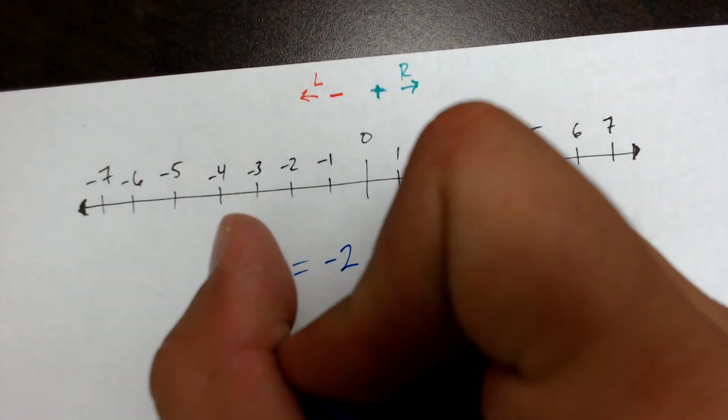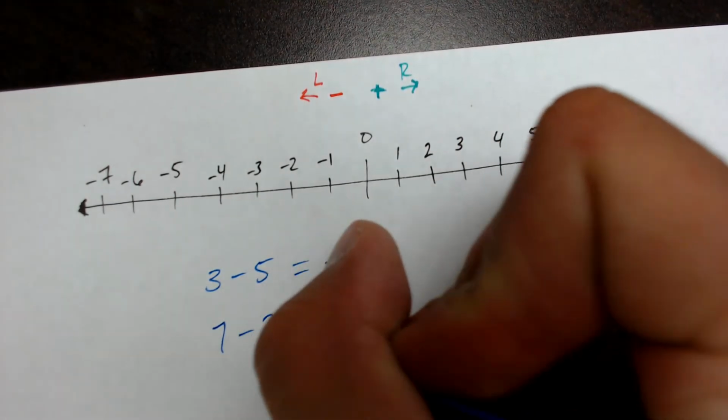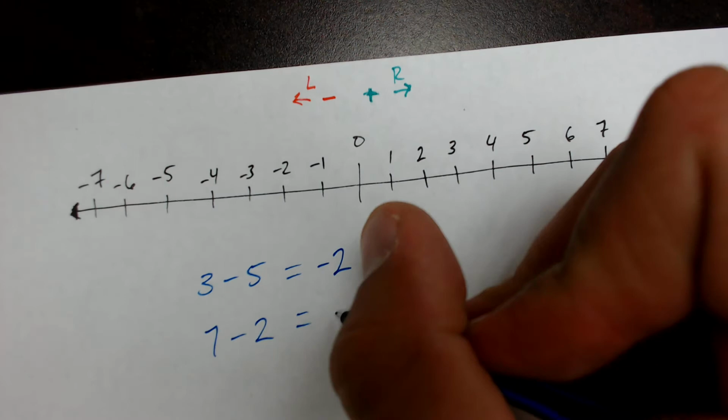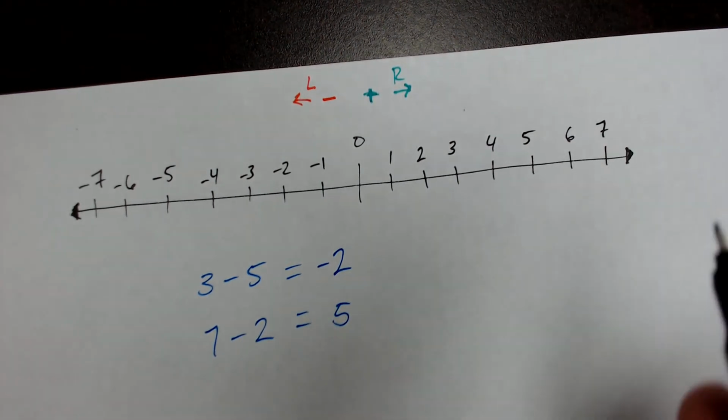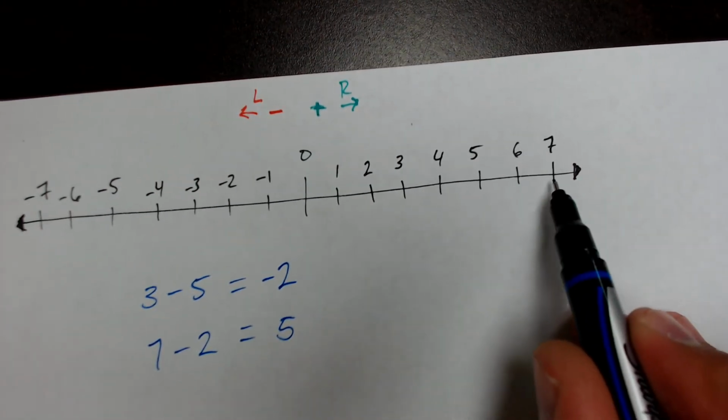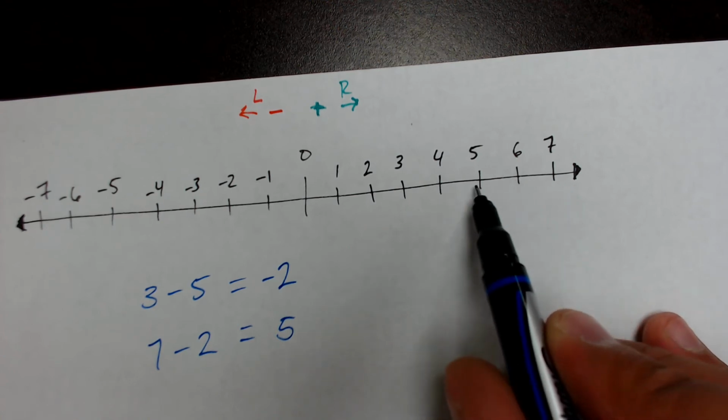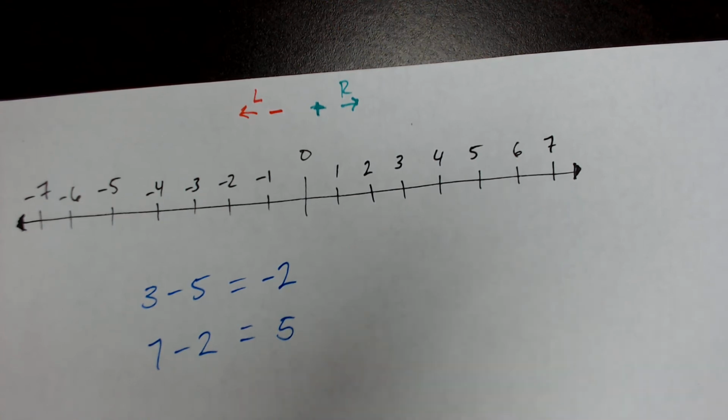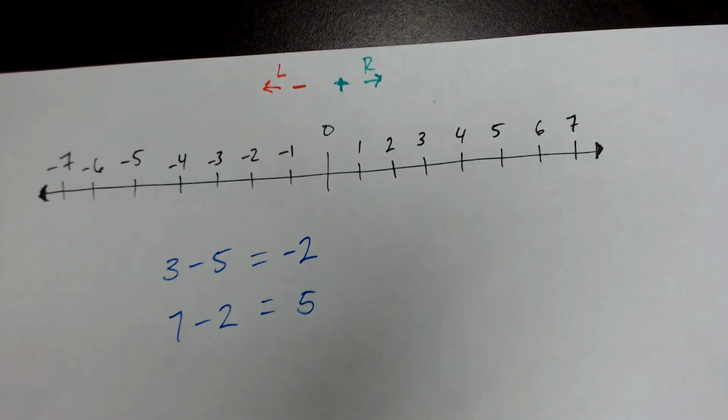Let's take something easy. Let's say we have 7 minus 2. We know the answer is going to be 5. Let's see if this method can confirm it on the number line. So let's start at the number 7. If we want to subtract 2 spaces, we're going to move 2 spaces left. So 1, 2, we land on the number 5. This checks out. So we can do all kinds of addition and subtraction with the aid of a number line.